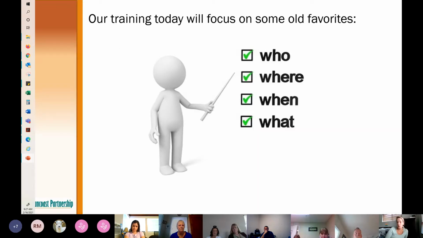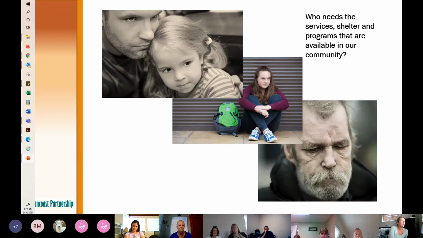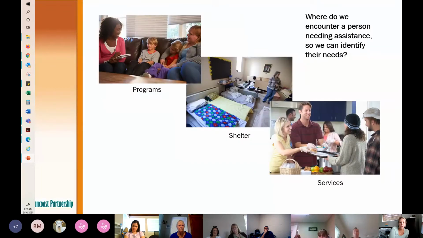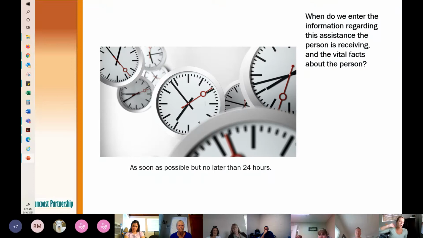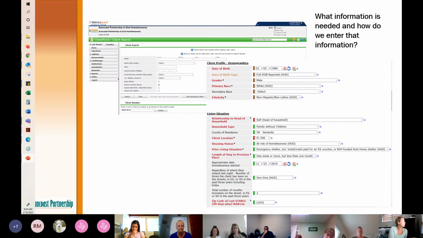Today, we're going to focus on who, where, when, and what. Who needs the services, shelter, and programs that are available in our community? Where do we encounter a person needing assistance so we can identify their needs? And when do we enter this information regarding this assistance the person is receiving and the vital facts about this person? We always want to enter our data either live or within 24 hours, with few exceptions. And what information is needed and how do we enter that information?